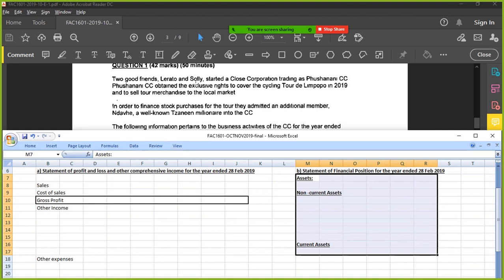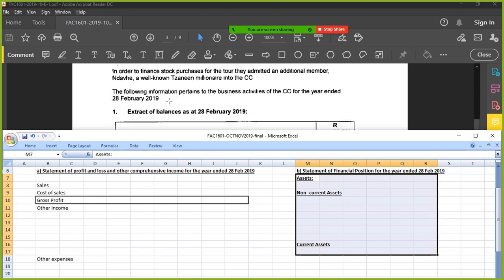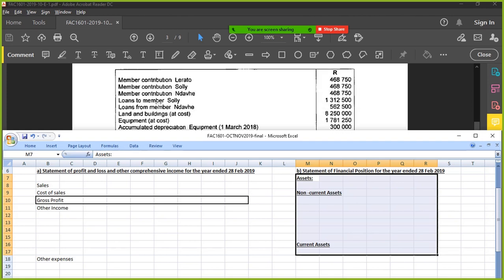Okay, Lorato and Sali started a CC. Okay, Pushanani CC, and you've got the rights covering the cycle tour of Limpopo, and they're obviously selling merchandise at the local market. In order to finance stock, they've admitted a new member. Okay, so a new member. So you've got 3 actually. You've got different parts of the CC here described below, and then you've got the different members.